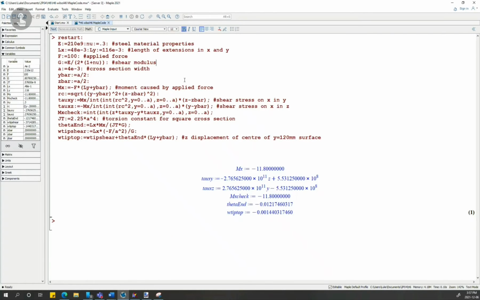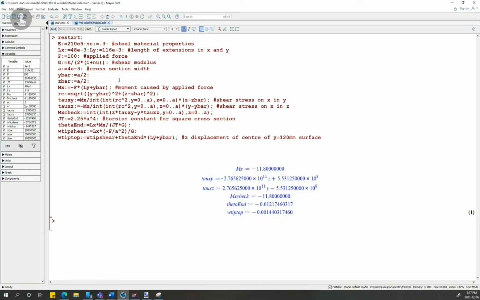Okay, so how I solved for this in Maple is first I laid out the material properties and some dimensions here. I have the applied force assigned to a variable, the shear modulus calculated, the cross-sectional width defined, as well as y bar and z bar, which are just half the cross-sectional length.